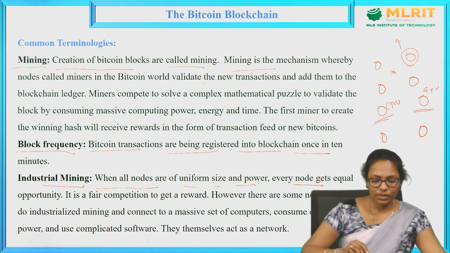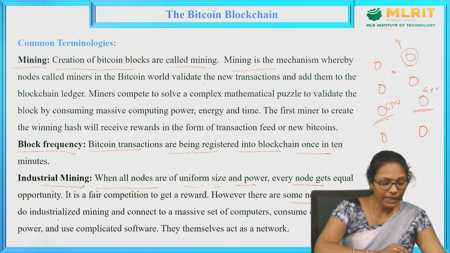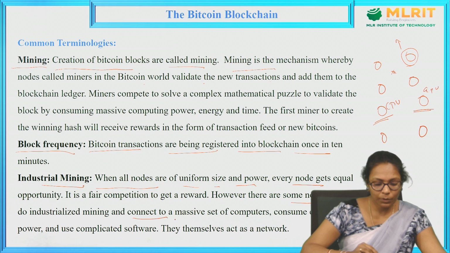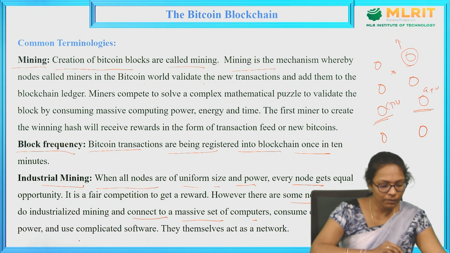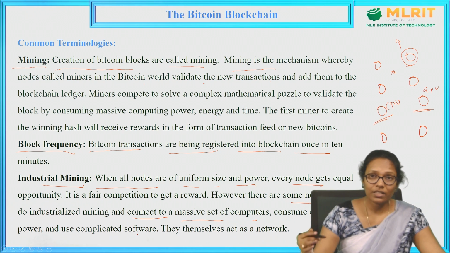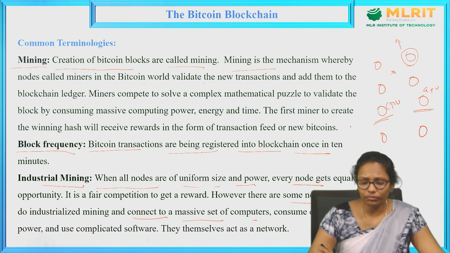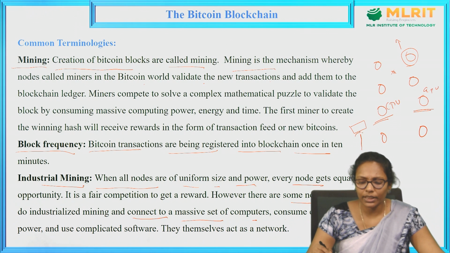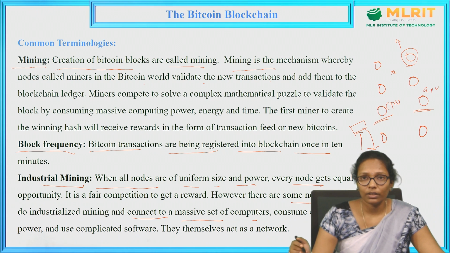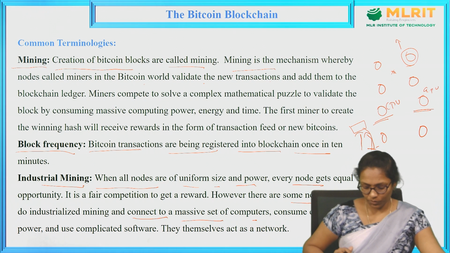So for that purpose, we have some nodes which do industrialized mining and connect to a massive set of computers, consume enormous power and use complicated software. Industrial mining, in the sense, is just like a cloud. We have some architecture and resources, and by connecting to that we take all these resources. Of course, my system is not capable of having a GPU or higher power, so I use the cloud, where we have all these resources. By using those resources, we can do the mining process.